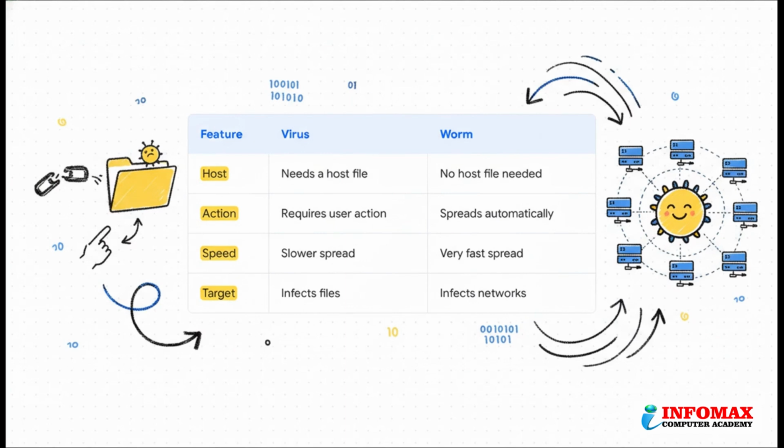So in terms of a host, a virus is basically a parasite. It has to latch onto a file to survive. A worm, on the other hand, is completely independent. For action, a virus needs a person to actually do something, like run a program to get it going. A worm? Nope. It spreads all by itself. And that key difference totally changes the game when it comes to speed and target. Because they're automated, worms spread incredibly fast, and they go after entire networks, while viruses are much slower, moving from one file to the next.